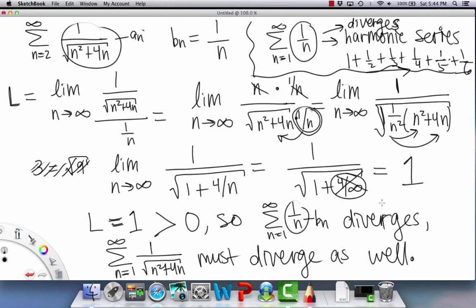And you can also add in, if you feel like it, or if your professor requires it, I don't know the protocol, that it diverges by the limit comparison test, because that's what we did here. We compared these two sequences using a limit. So by the limit comparison test. I just abbreviated for the sake of space.